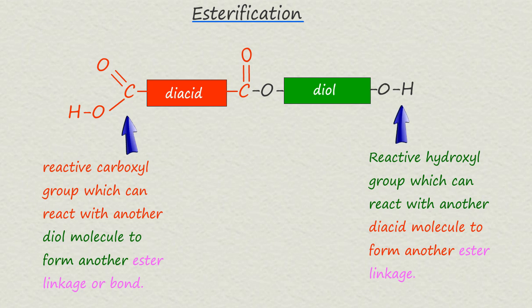This means that this ester molecule can now react with another dicarboxylic acid and another diol molecule to form new ester bonds. That is, we will form a polymer with lots of ester groups. That is, it will form a polyester.